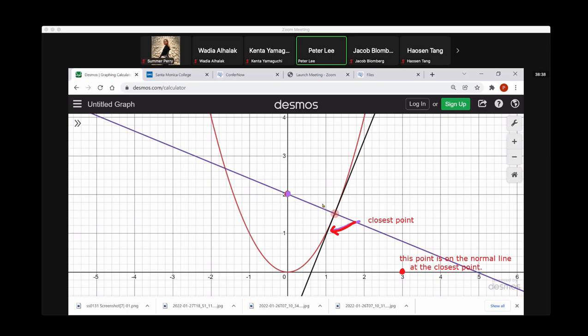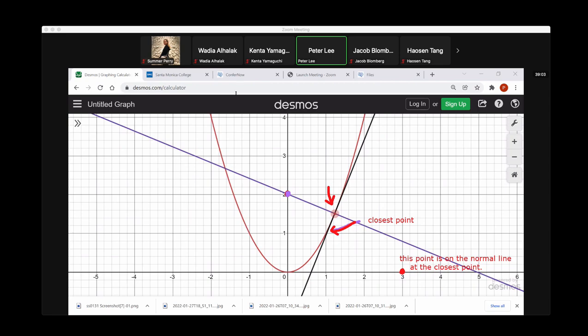And so if you now find the normal line which passes that point (0, 2), then this is now going to be the closest point. So this is now the closest point right here. So the question I gave you: finding the closest point. Finding the closest point has two ways.